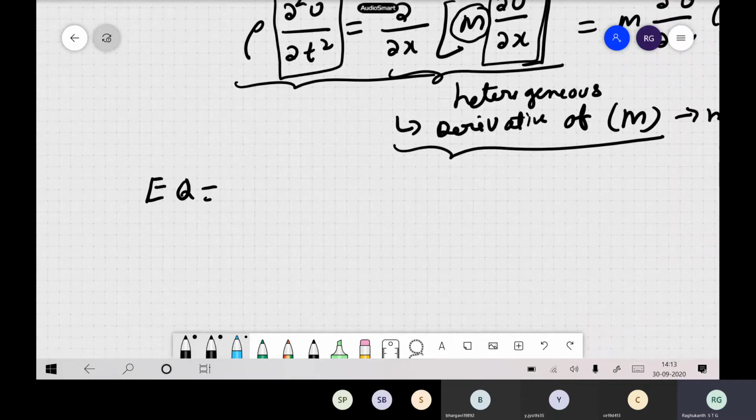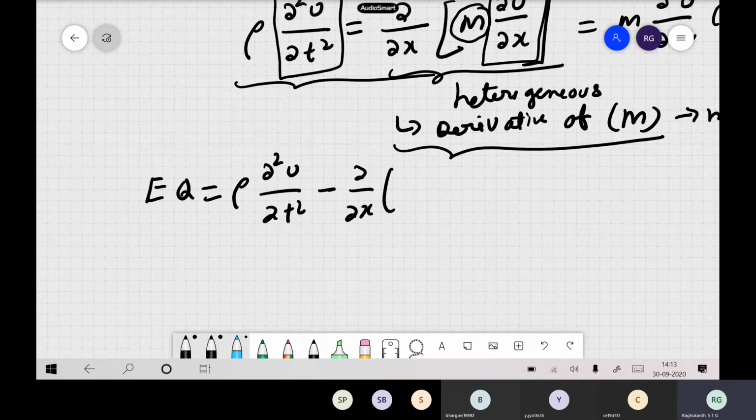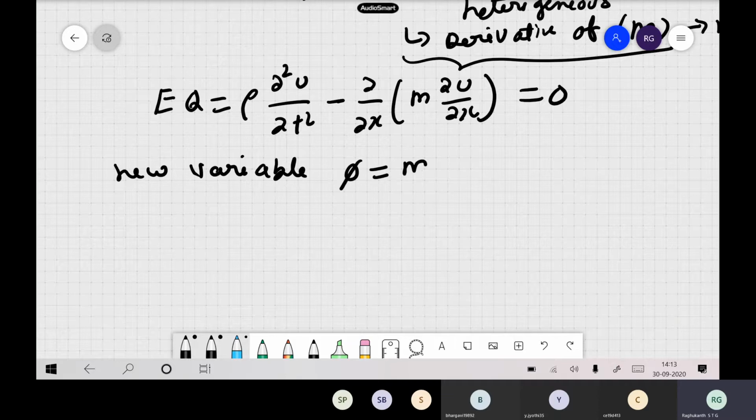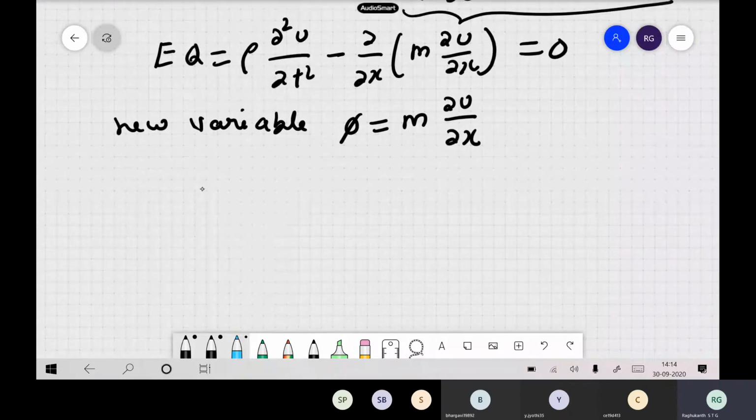So this equation you write as rho into dou square u by dou t square minus dou by dou x of m into dou u by dou x. I'm just putting everything on one side, so you can write like this. Now to handle this, we define a new variable. Let me write also. So define a new variable, say phi. So this is phi equal to m into dou u by dou x.